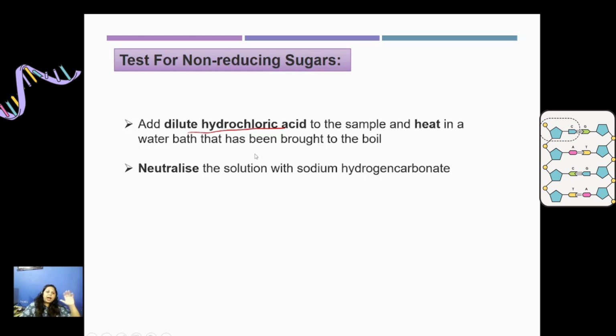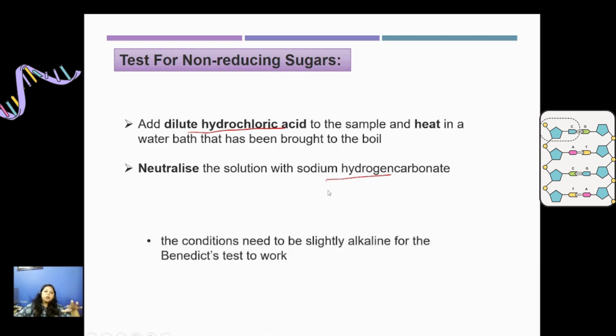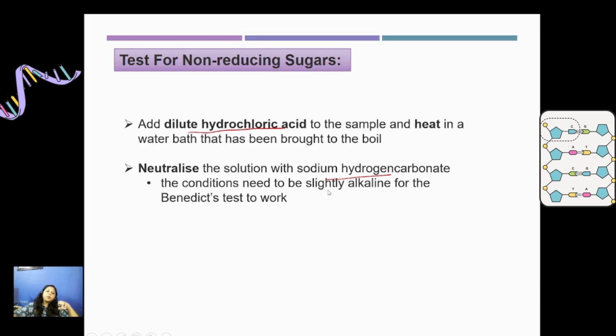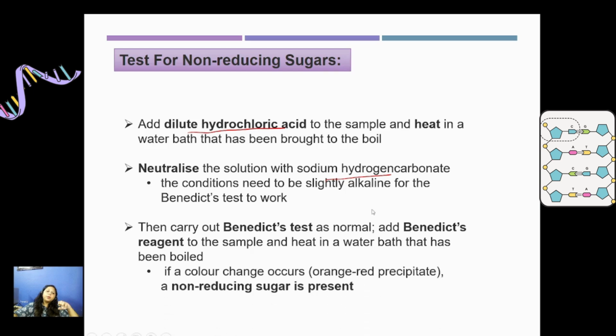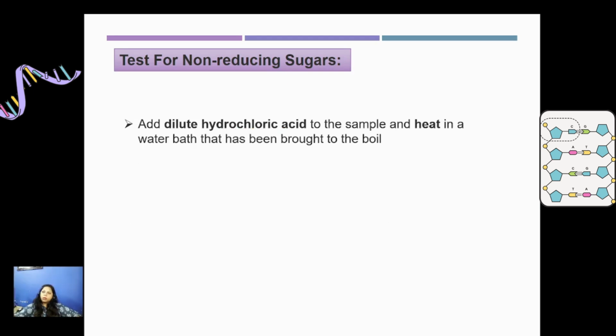When we add this, we have to neutralize it with sodium hydrogen carbonate, because the solution should be slightly alkaline. This condition needs to be slightly alkaline for the Benedict test to occur, because we have discussed this in copper sulfate as well. So the copper oxide is formed. Here we have to give it a slightly alkaline condition so that a result would be shown. Then carry out the Benedict test as normal: add Benedict reagent and then boil it, and you will observe the change in color. If there is a color change, then a non-reducing sugar is present.